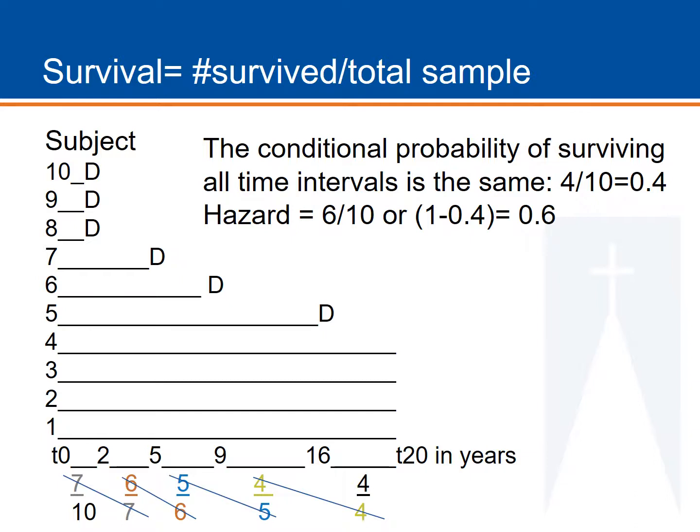If survival were measured as a conditional probability, the answer would be the same. The total survival would be calculated as the number of deaths divided by those at risk. The hazard is exactly the opposite. That's the number who did not survive, so the number of deaths over the total initial sample.